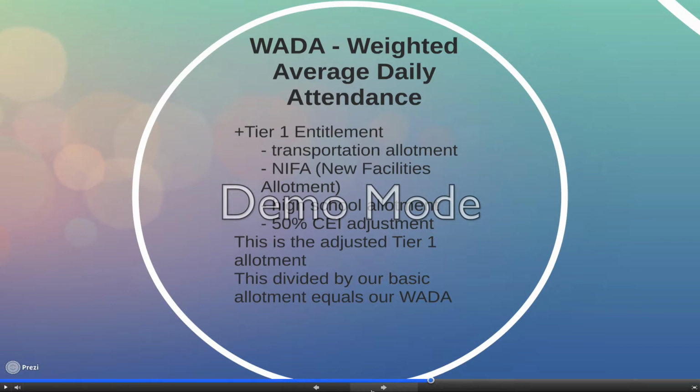Attendance is still such a significant role in our funding, and you guys as teachers affect that funding and that attendance every single day with our students.